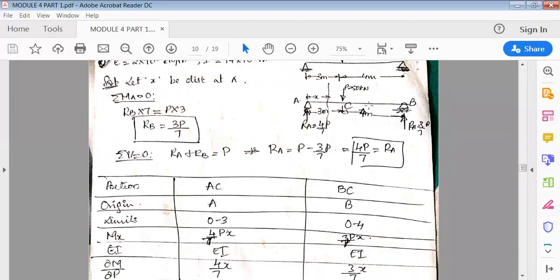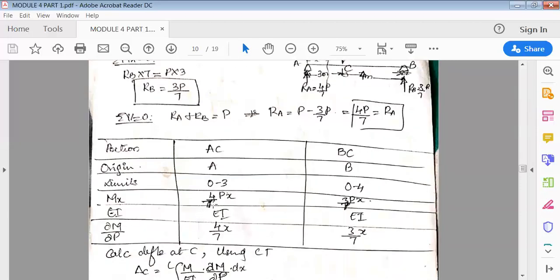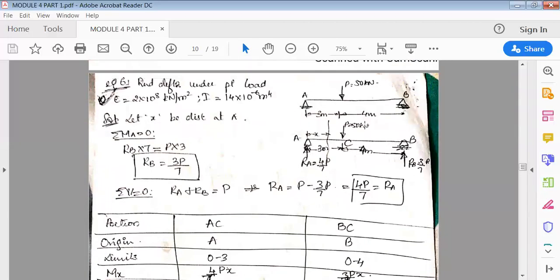Origin for AC is A, origin for BC is B. So the limits are 0 to 3, 0 to 4. Okay, then moment. So left side, in portion AC, cut this section, left side. So it is 4P by 7 into x. Next, to the right, when you cut the section BC, it is 3P by 7 into x.